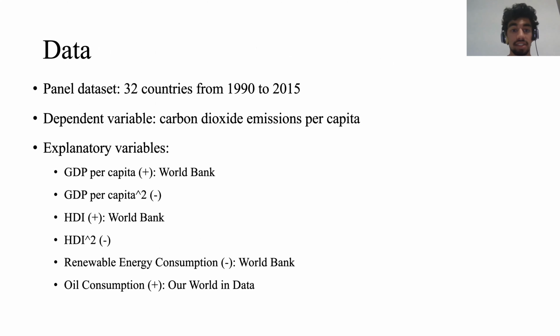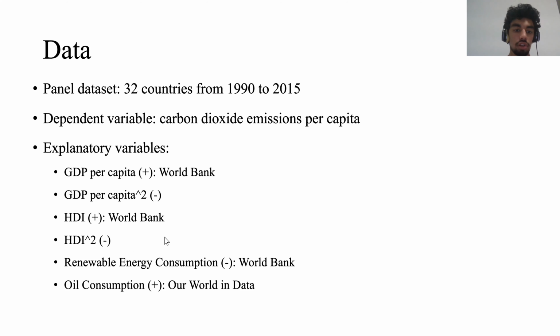My data is a panel data set composed of 32 countries between the years of 1990 and 2015. My main dependent variable is carbon dioxide emissions per capita, and my explanatory variables are GDP per capita, HDI, renewable energy consumption, and oil consumption. All of my data was collected from the World Bank and Our World in Data.